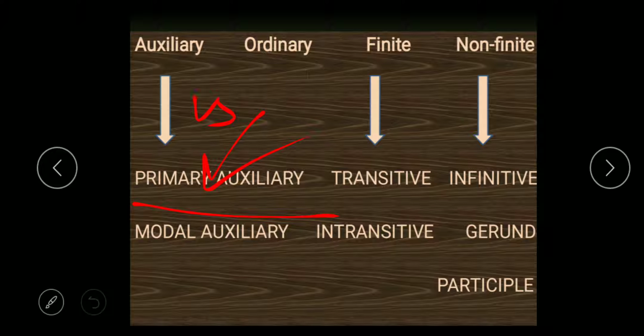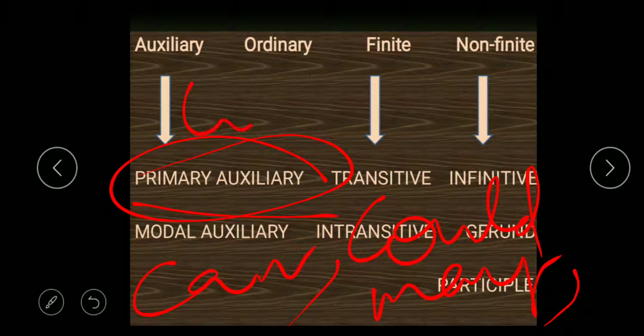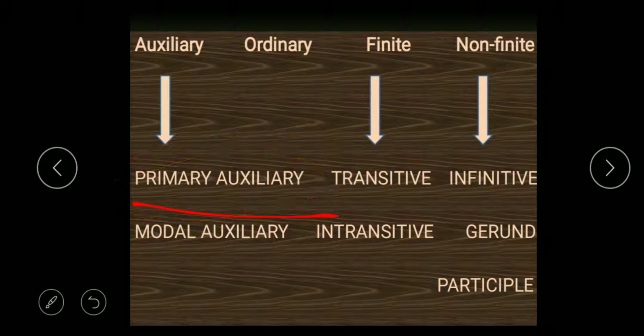Now, the modal auxiliaries, what are those? Which are used but not as the primary auxiliaries, like can, could, may, will, shall, etc. So these are the modal auxiliaries. Next one is ordinary. There is no subdivision for this one.